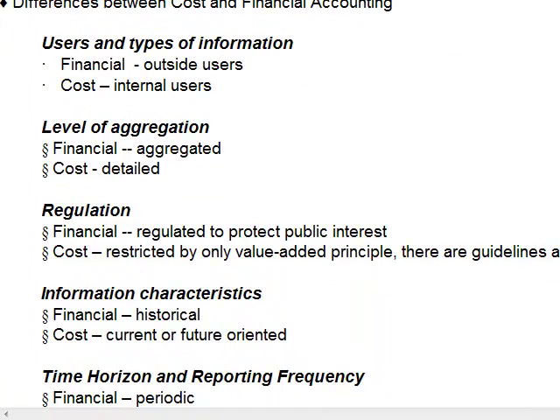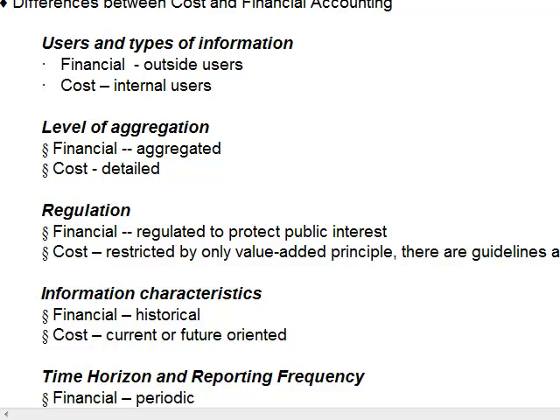It's usually regulated to protect the public interest, so we have the generally accepted accounting principles that we follow when preparing the financial accounting information. The whole idea is that it's protecting those outside users.